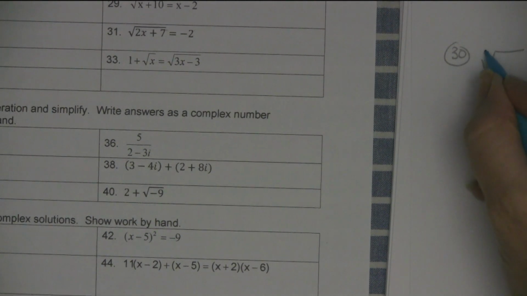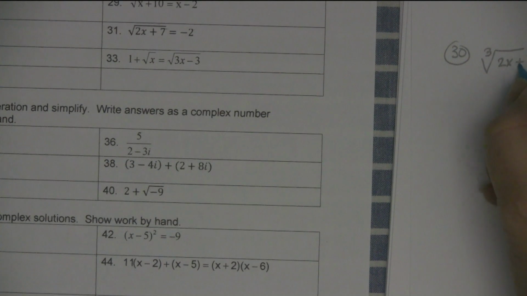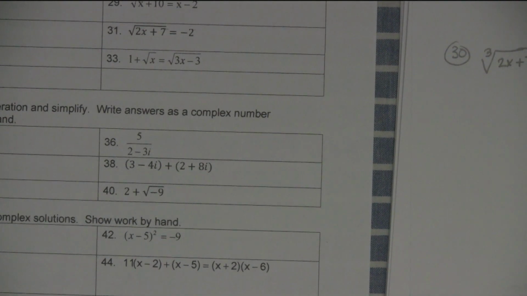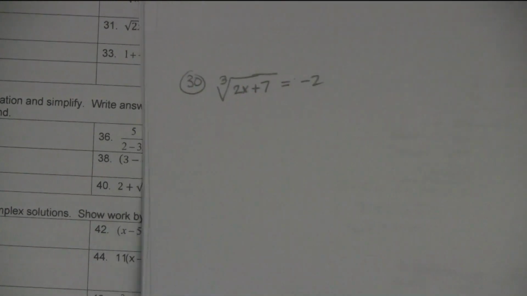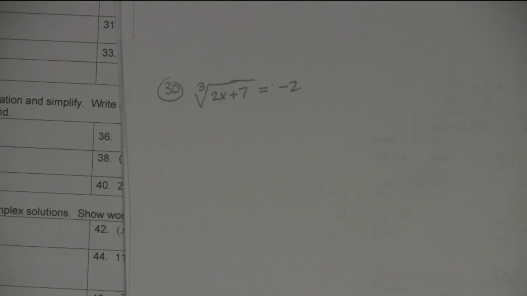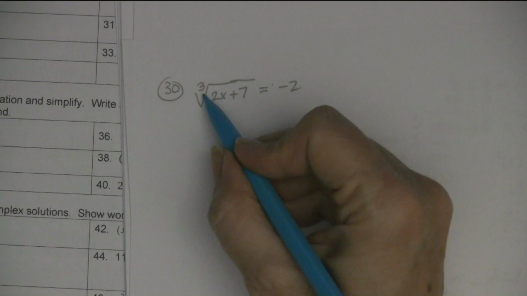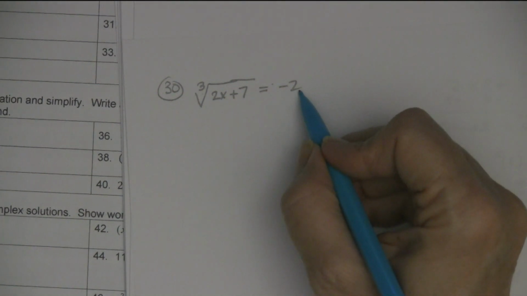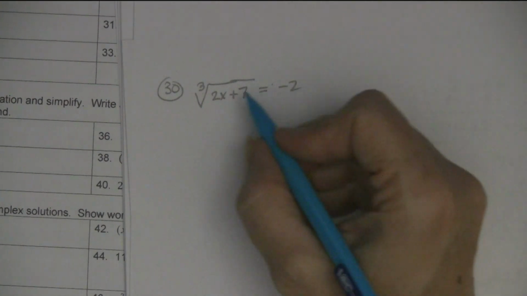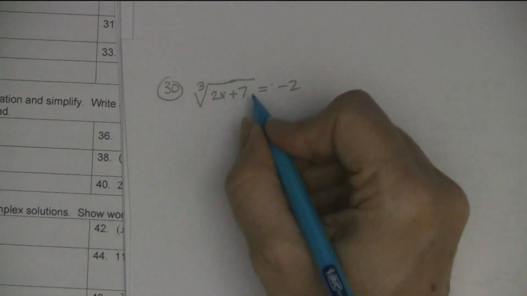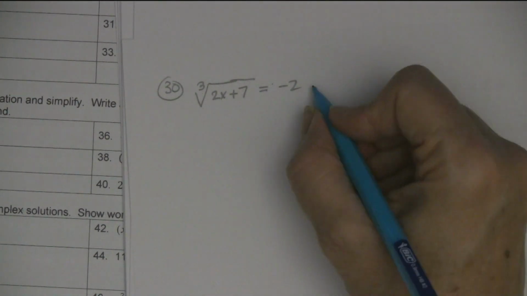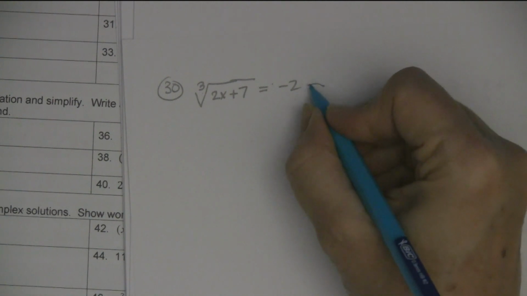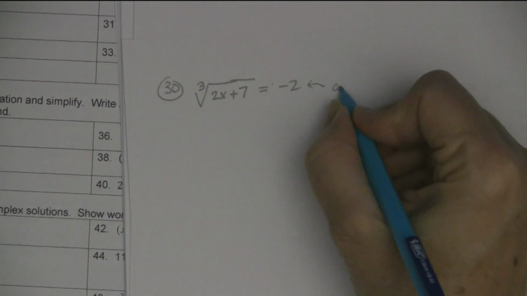Number 30 is the cube root of 2x plus 7 equals negative 2. Now, you might be saying, oh, it's a negative, so it's no solution. But that's only if it was a square root. If you have a square root equals a negative, then you can be done. But if you have a cube root, well, cube roots can equal a negative. And so when you have a cube root, this is all okay.